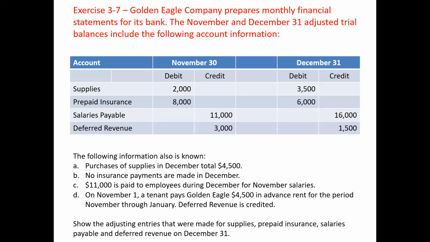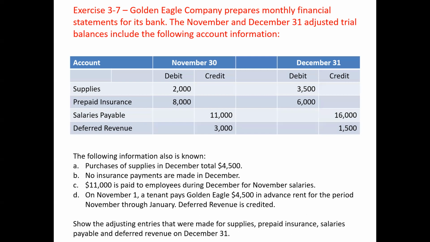On November 1st, a tenant pays Golden Eagle $4,500 in advance rent for the period November through January. So how many months is that? November, December, January, 3 months. The $4,500 was paid on November 1st. So by November 30th, 1 month had been used up, which is why we're at 3,000. Oops, sorry guys, 3,000 here, right? What adjusting journal entry did we do to get down to 1,500?